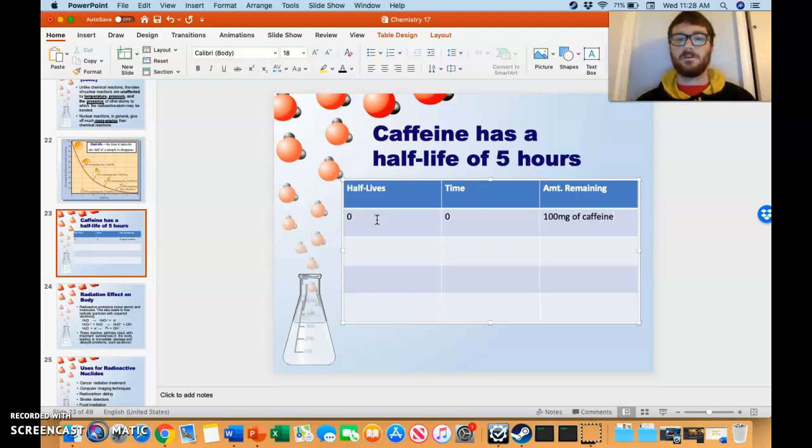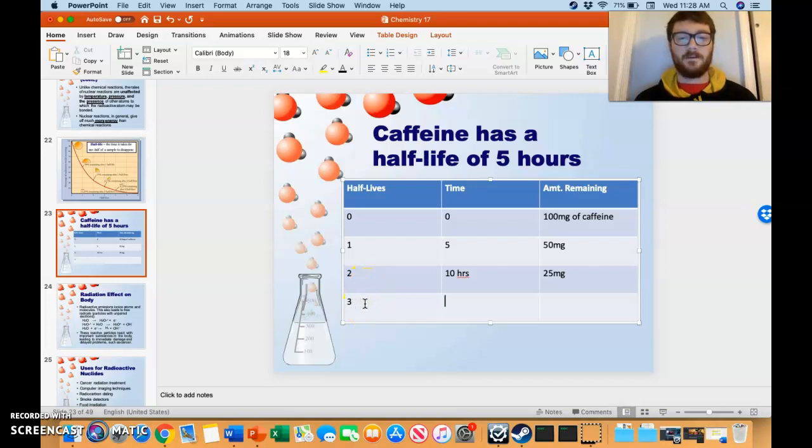So if at 0 half-lives and 0 time you consume 100 milligrams of caffeine. After 1 half-life, which is 5 hours, you would expect half of the caffeine to go away. Thus, you have only 50 milligrams remaining. That's why after you drink caffeine, you know, it's not really present after you go throughout your day. Your cup of coffee might last you throughout the morning and afternoon, but by the time the evening rolls around, 10 hours later, you only have 25 milligrams of that caffeine remaining.